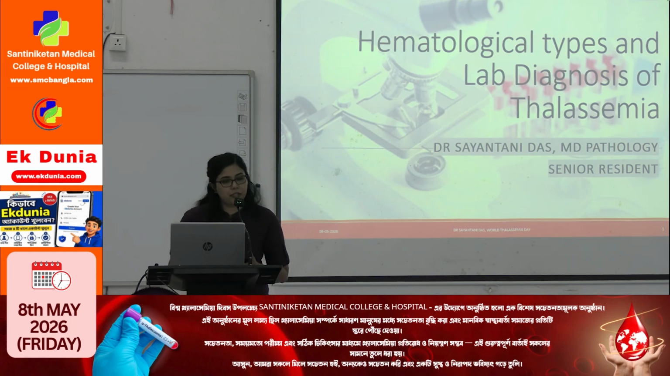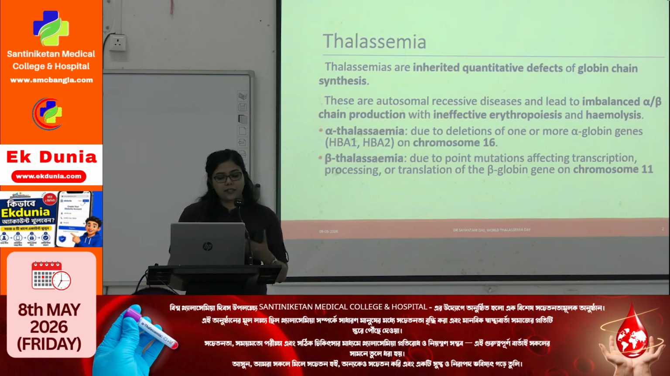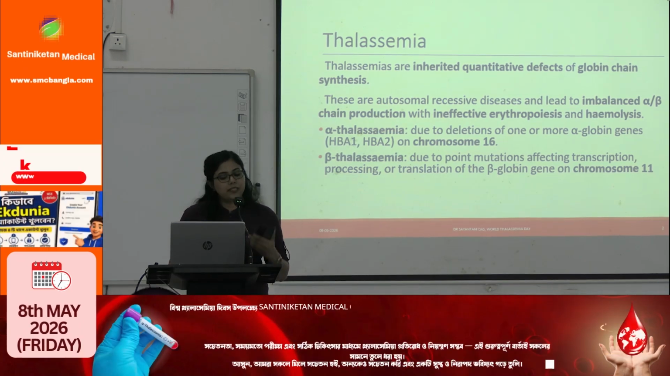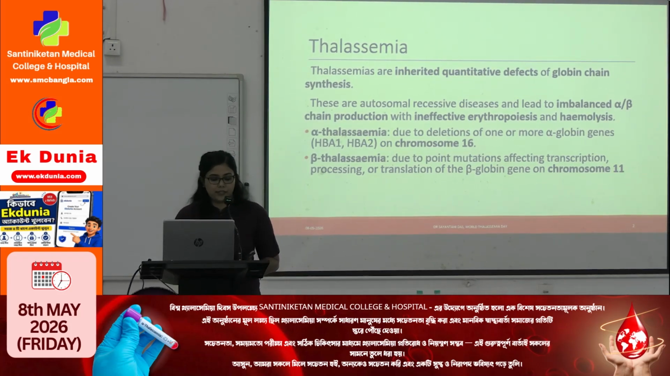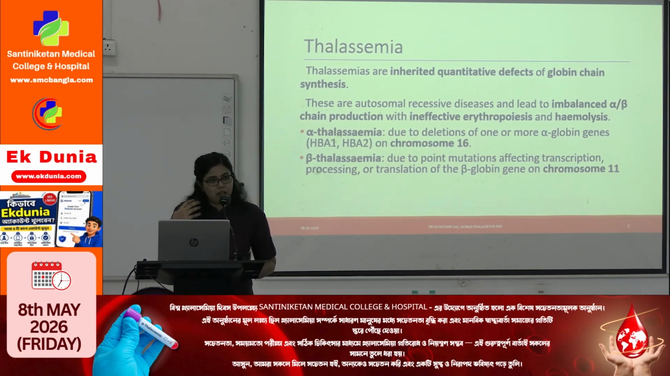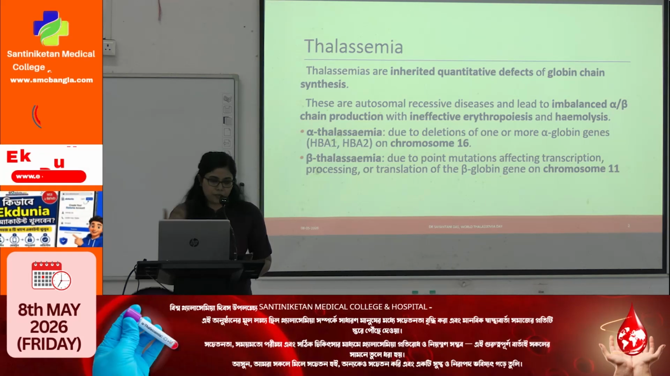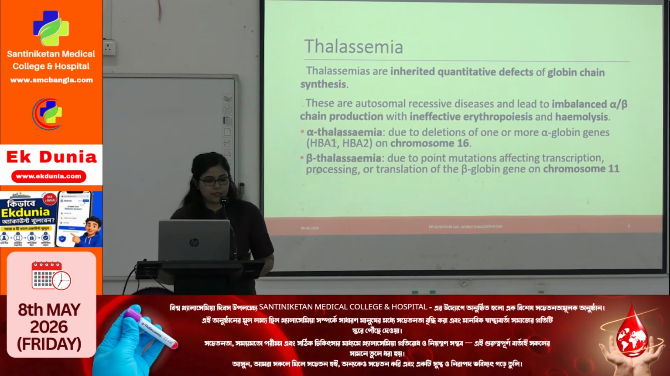So starting with the hematological types and lab diagnosis of thalassemia. Thalassemias are inherited quantitative defects of globin chain synthesis. These are autosomal recessive diseases and they lead to an imbalance in the alpha and beta globin chain production, thus leading to ineffective erythropoiesis and hemolysis.